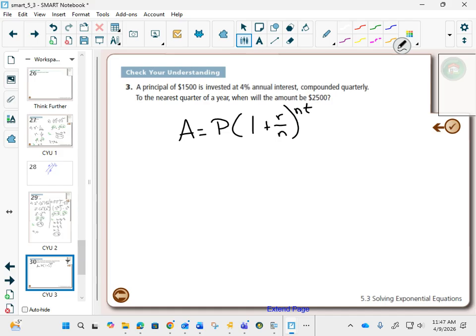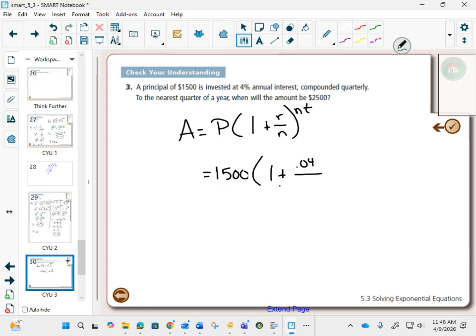So then based on all of that, you'd say, oh, I have the principal part, so I can put $1,500, I don't even need a bracket there. I can put 1,500 in for the P. 1 plus, I know the interest rate is 4%, I can change that to 0.04. Oh, look at my plus sign. Oh, there it is.